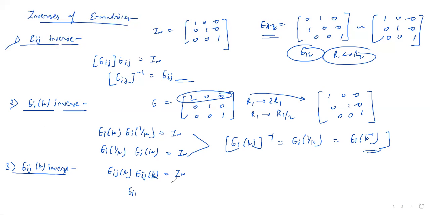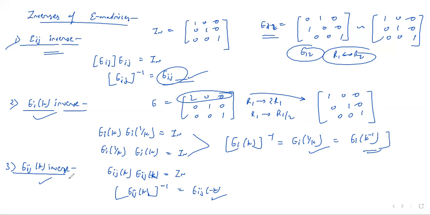So what is the inverse of Eijk? The inverse of Eijk is equal to Eij of minus k. Okay, so we have got the corresponding inverses of these E matrices. You can see that the inverses of these E matrices are also elementary matrices of the same type. For the interchanging of any two rows or columns, we have the inverse as Eij, which is also interchanging of two rows or columns. For the scalar multiple, we have the inverse as the scalar multiple of 1 by k, and similarly for Eijk, we got Eij of minus k.